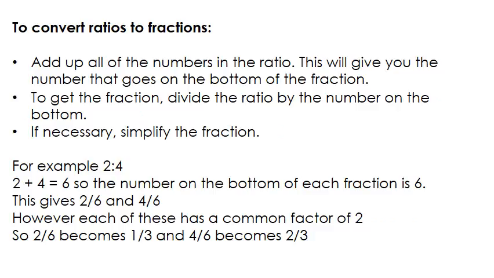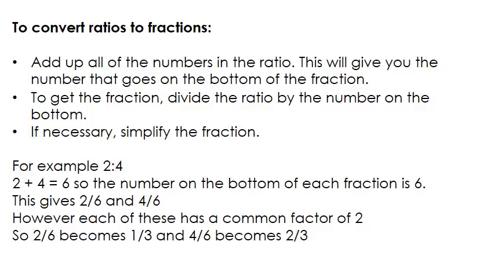If we want to convert ratios to fractions, then first of all you add up all the numbers in the ratio, and that gives you a number that goes on the bottom of the fraction. Then to get the fraction, divide the ratio by the number on the bottom, and if necessary simplify. So for example, if you had the ratio of 2 to 4, you add up 2 plus 4 equals 6, so the number on the bottom of each fraction is going to be 6.